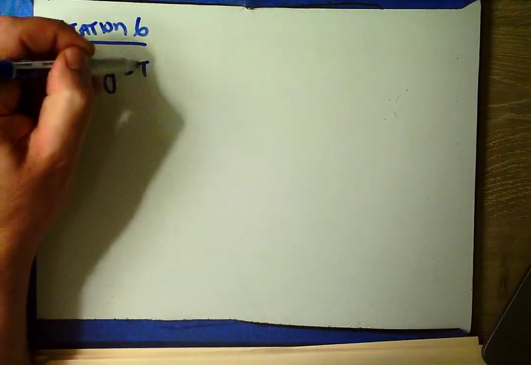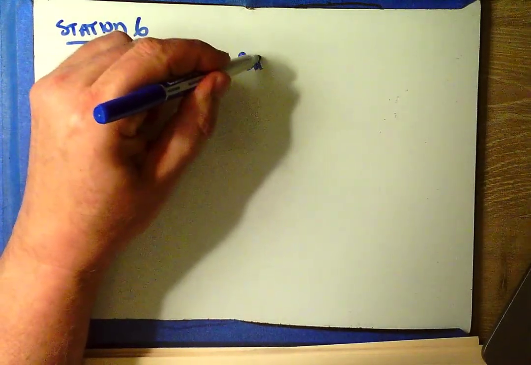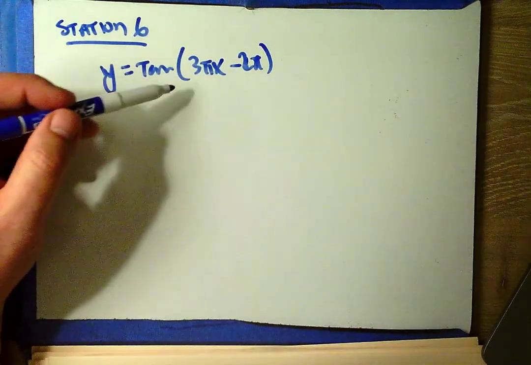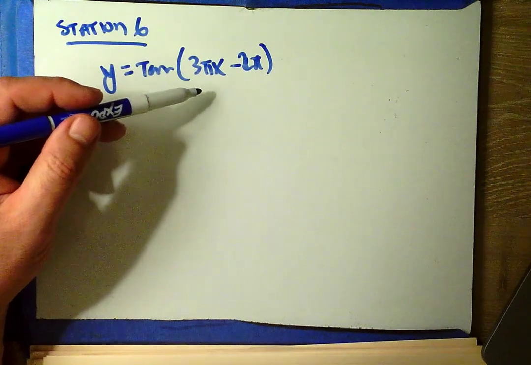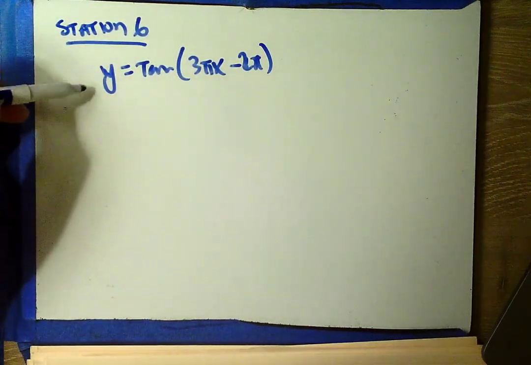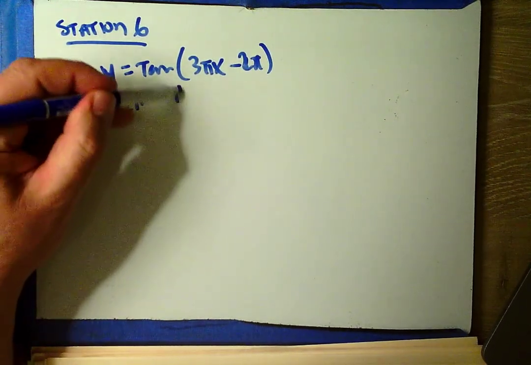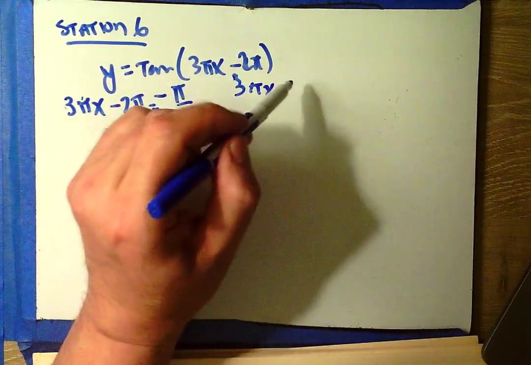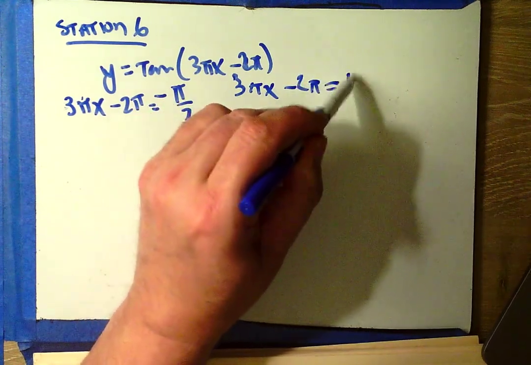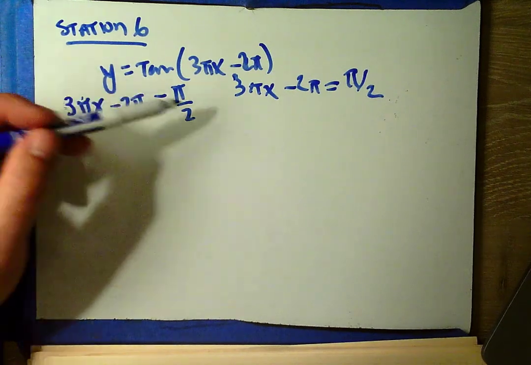Station 6 is another graphing problem, but this time we're graphing a tangent instead of a cotangent. Station 6, y equals tangent of (3 pi x minus 2 pi). Okay, but tangent's argument doesn't get set equal to 0 and pi like cotangent. We set the argument for tangent equal to negative pi over 2 and positive pi over 2.